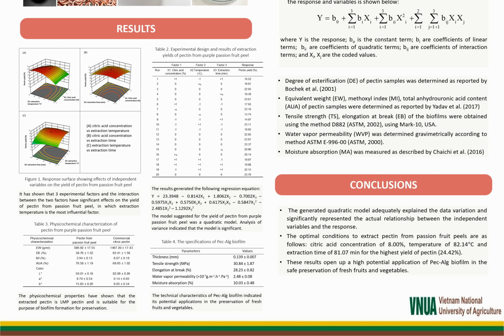So in the next step, we made the Pectin-Alginate biofilm for the purpose of preserving fresh fruit. The results determined the technical characteristics of the Pectin-Alginate biofilm in table 4, as you can see here. The technical characteristics of the Pectin-Alginate biofilm indicate its potential applications in the preservation of fresh fruits and vegetables.